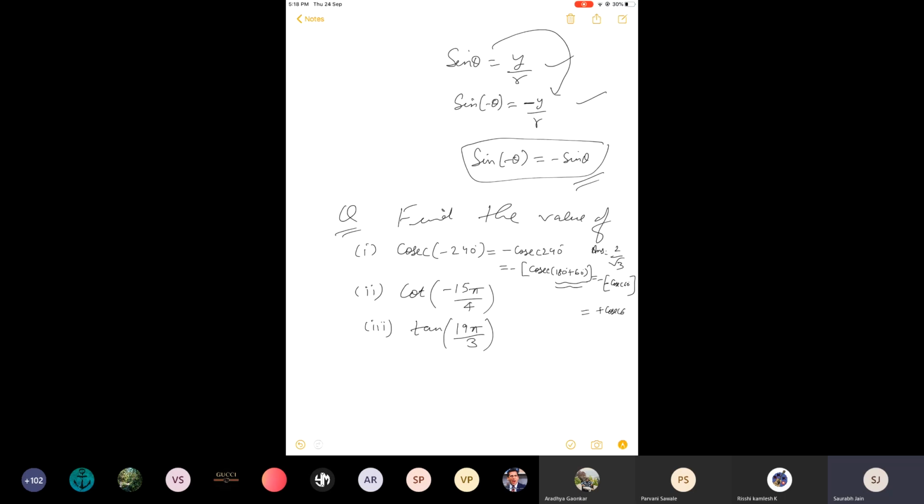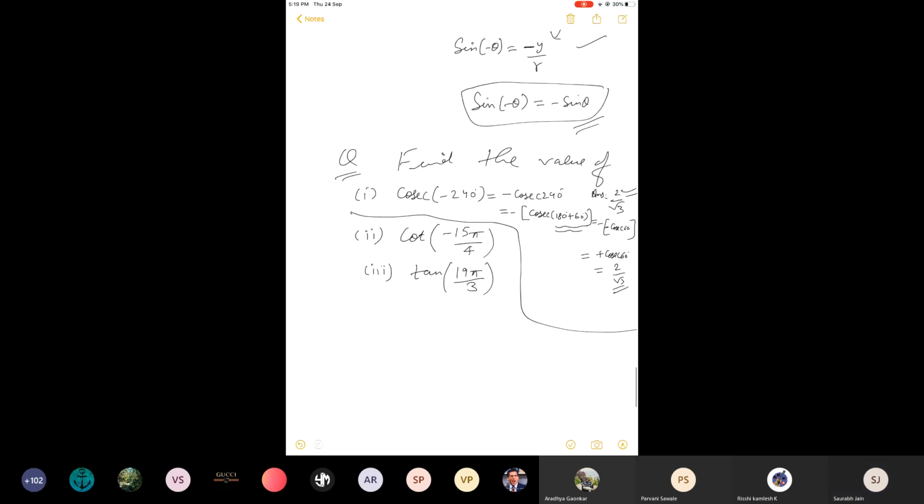Plus cosec 60. Cosec 60 is the reciprocal of sin 60. Sin 60 is root 3 by 2. This will be 2 by root 3. So your answer was correct, and others also said the answer is coming the same. All right, second question now.